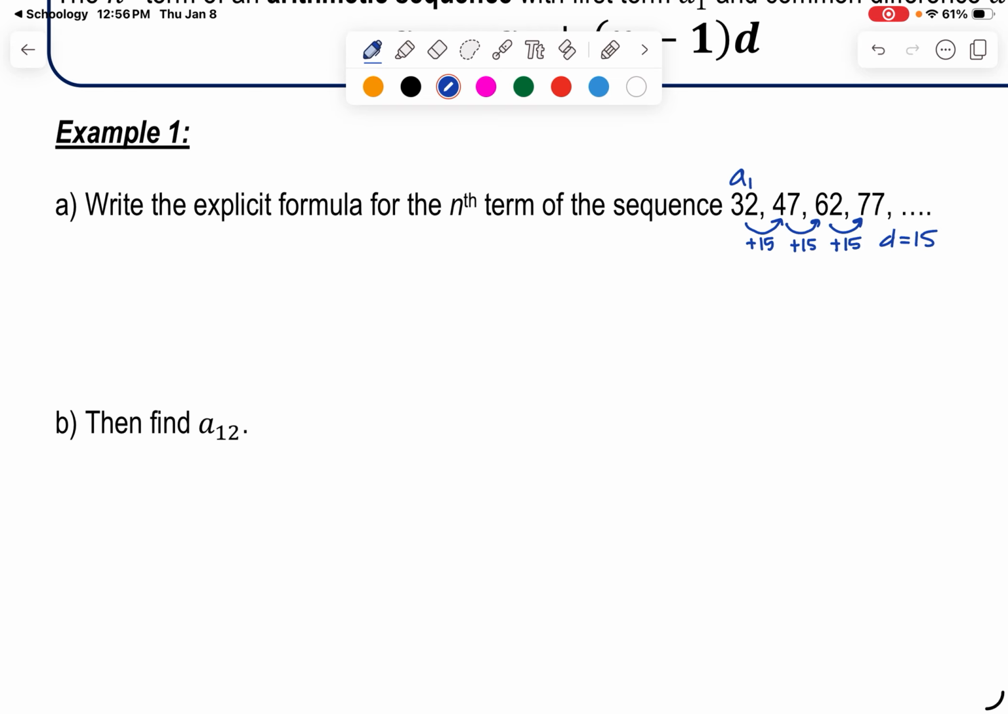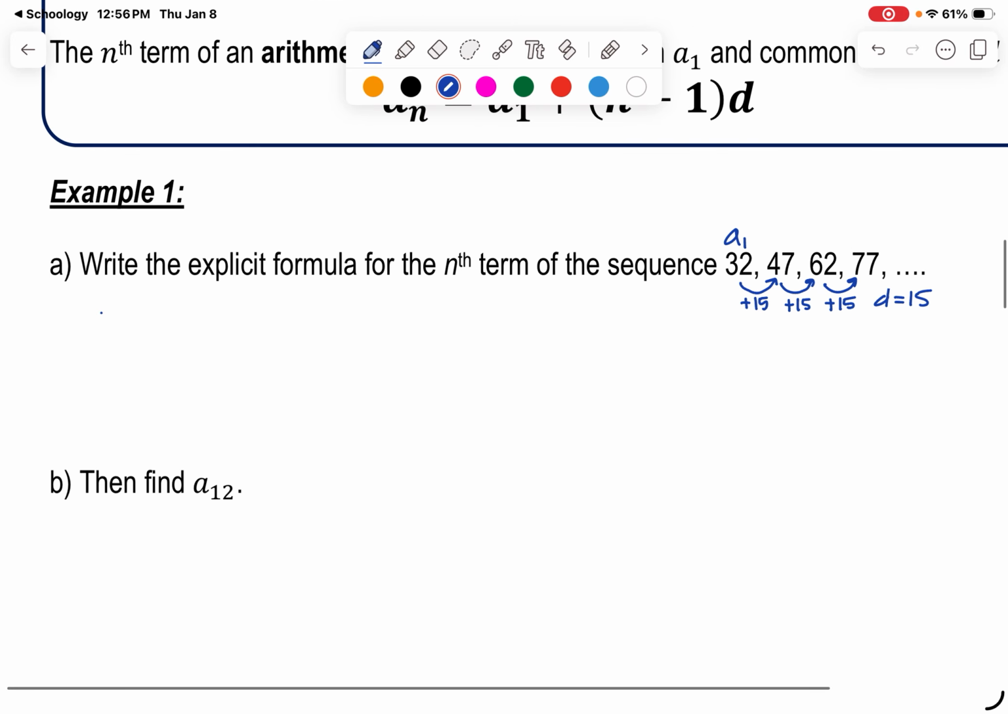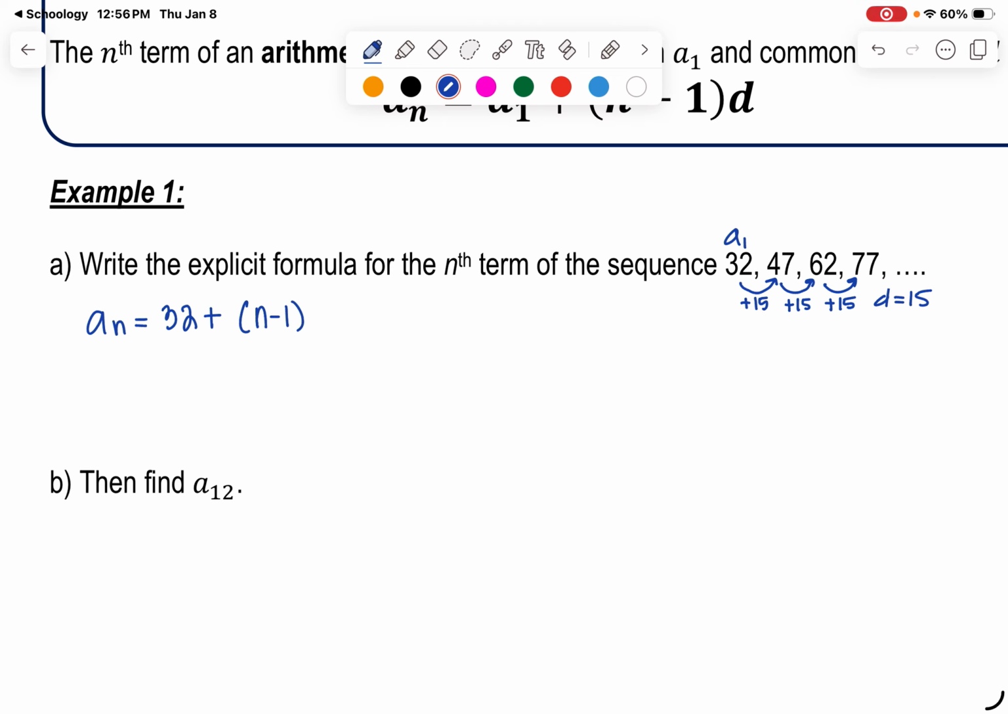So we can write our rule. Once again, looking up there if you need to, a sub n is equal to a sub 1, the first term, which is 32, plus n minus 1 times d. Now, in MML, on your test, anywhere, it's going to say in simplified form. This is not in simplified form. It should look like an equation of a line if it's in simplified form, right? So I'm going to have to distribute and combine like terms.